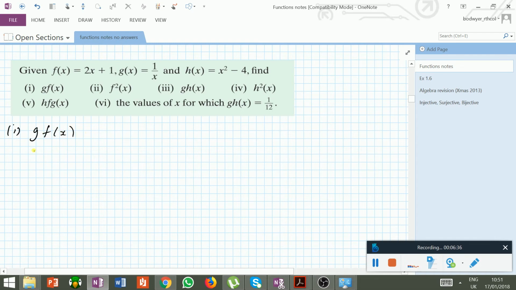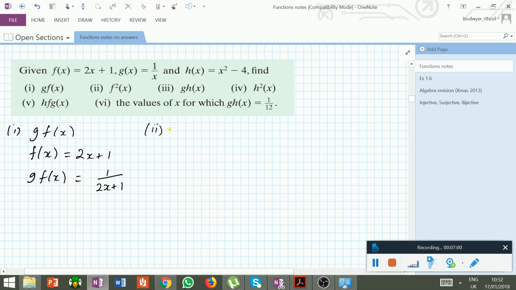So f of x is equal to 2x plus 1, and then g after f of x is equal to, g says you go 1 over x, so it's 1 over, and f of x is 2x plus 1. And that's that one.